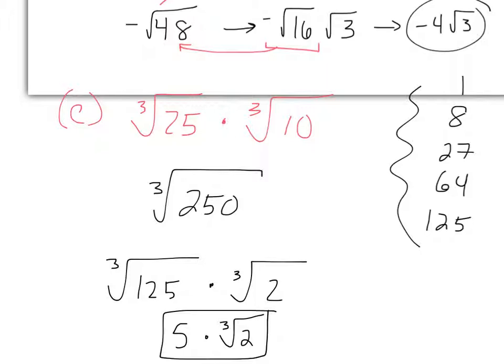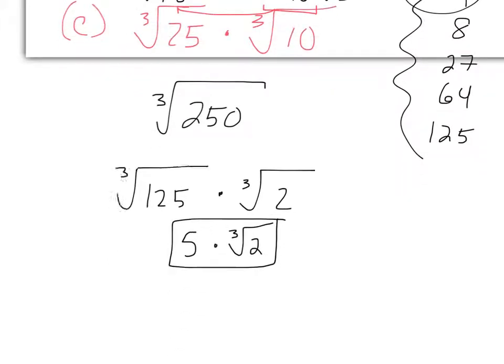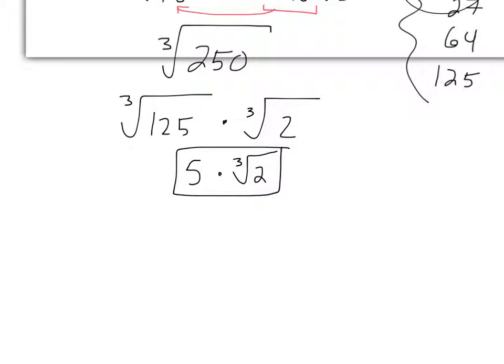Part D, you can try on your own real quick. Part D, we've got radical 120 over radical 10. Should only take you like 30 seconds to solve this. Okay, root 120 over root 10. Remember, choose the easy way to do these problems. It's hard to find numbers that go into 10 that work. And 120 is a large number, so there might be an easier way to do this than to break it up right away.